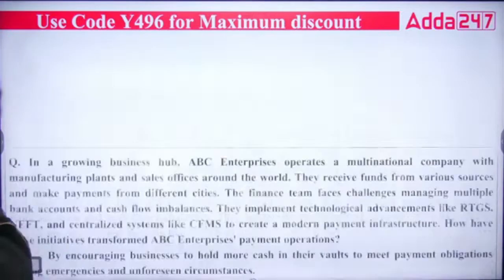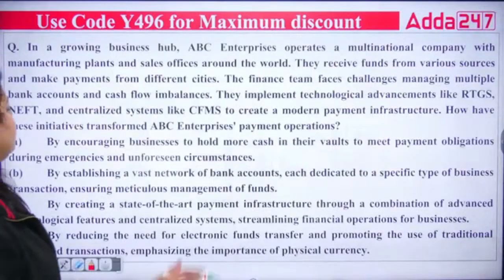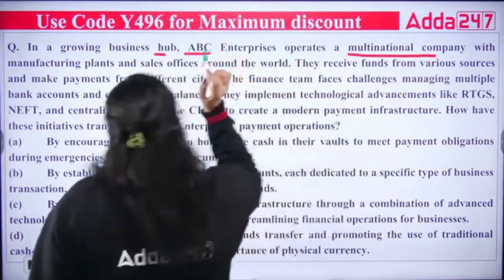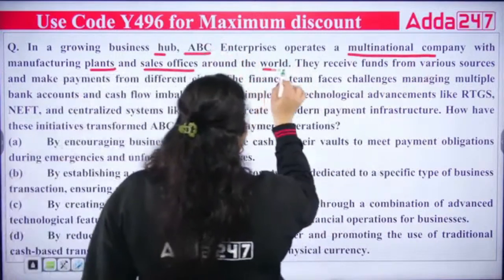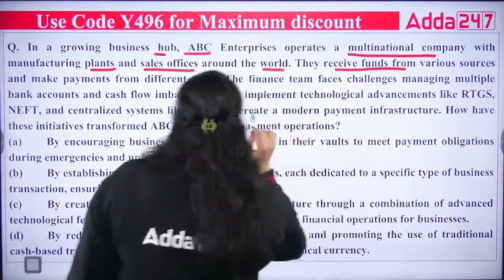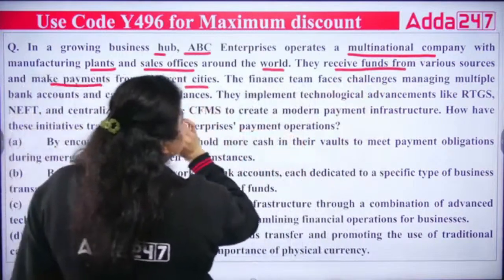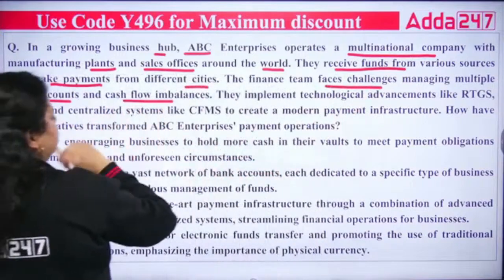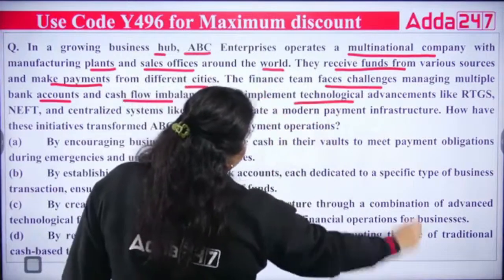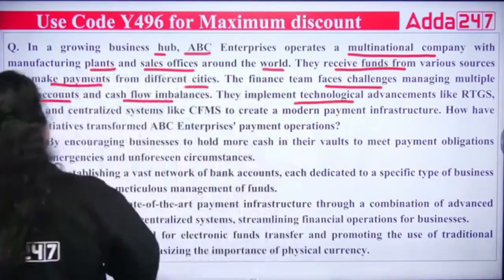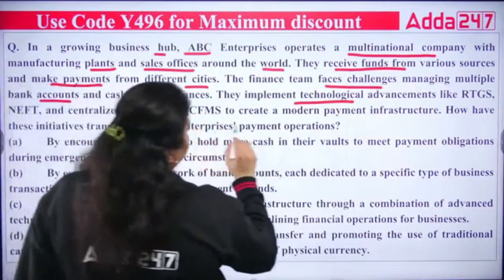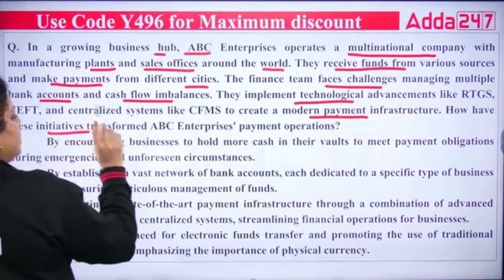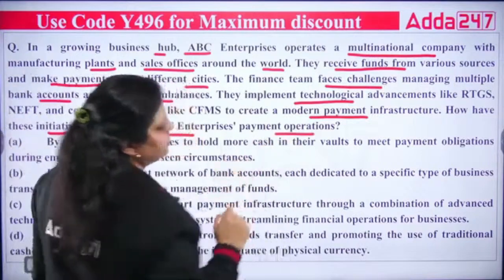Okay, next question. In a growing business hub, ABC Enterprises operates a multinational company with manufacturing plants and sales offices around the world. They receive funds from various sources and make payments from different cities. The finance team faces challenges managing multiple bank accounts and cash flow imbalances. They implement technological advancement like RTGS, NEFT and a centralized system like CFMS to create a modern payment infrastructure. How have these initiatives transformed ABC Enterprise's payment operations?